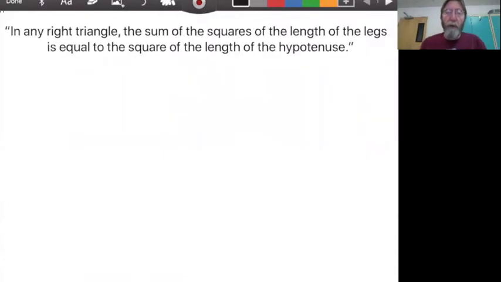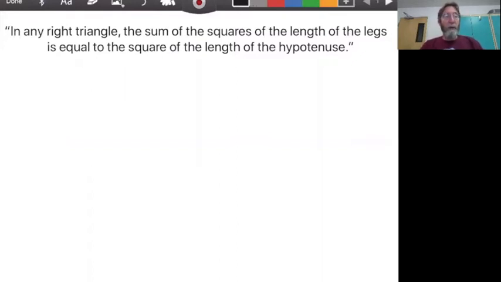Along with the help of a group of mathematicians that Pythagoras was working with, they put this idea of working with a right triangle and finding the missing lengths into words and developed what we know now as the Pythagorean theorem. What you see here: in any right triangle, the sum of the squares of the lengths of the legs is equal to the square of the length of the hypotenuse. This is the theorem. This is the theory that they developed. So let's explore what this is all about.